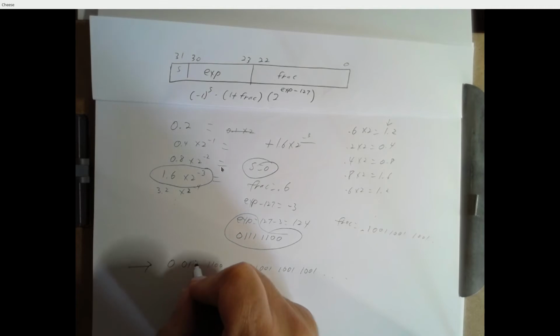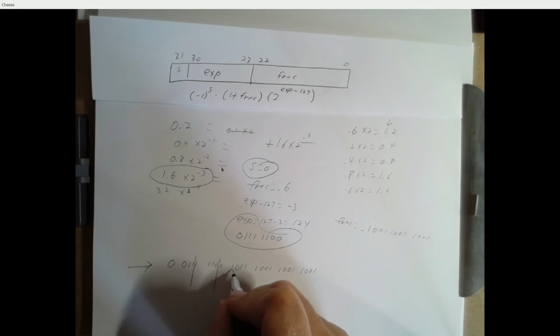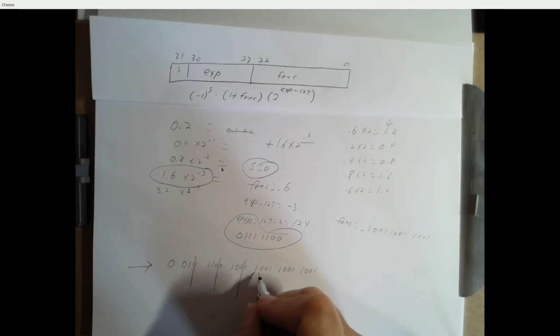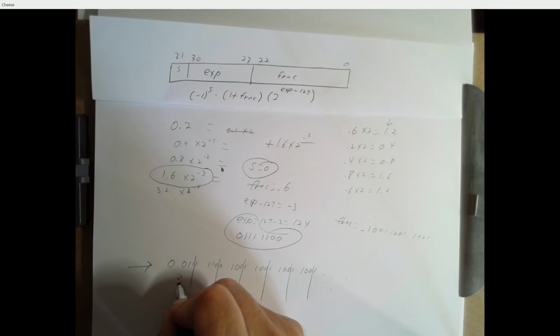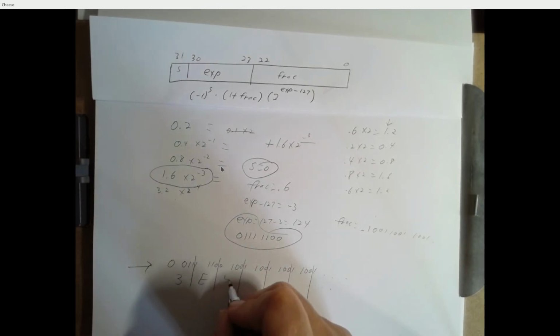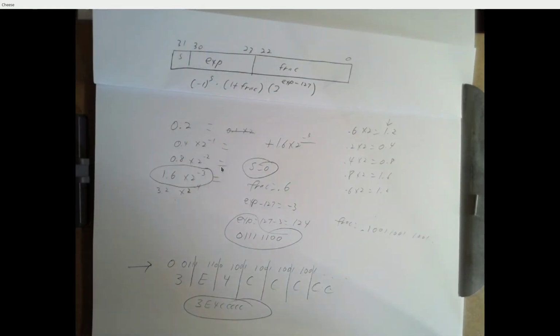So start from the left when you're trying to write this in hex. Break this up into groups of 4. So there's your first group, there's your second group, there's 0, 1, 0, 0, there's your third group, 1, 1, 0, 0 is your fourth, 1, 1, 0, 0, and so on. Alright, so this is the number 3, this is E, this is 4, this is C, C, C, C, C. So 0.2 should look like 3E4CCCCC. That's the 32-bit pattern that corresponds to the number 0.2.